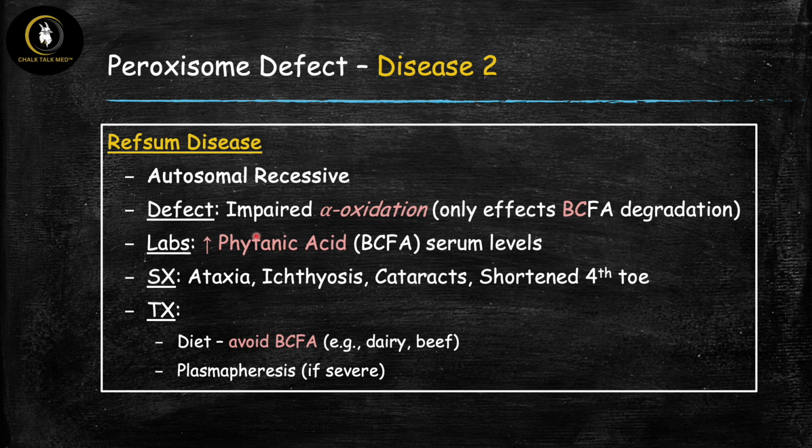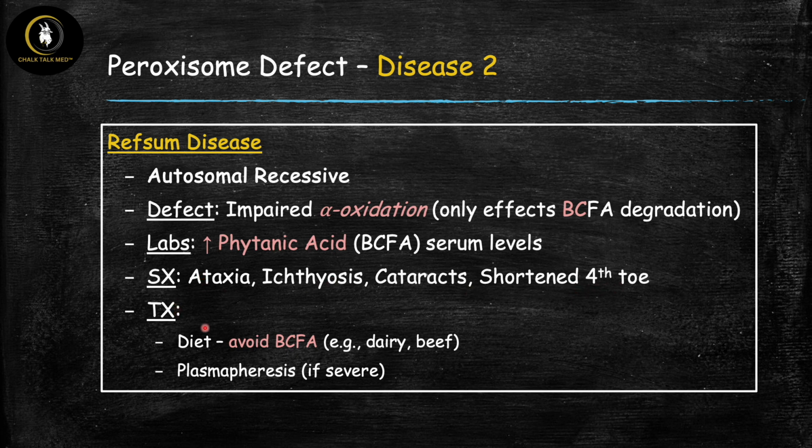So the labs here are going to be just limited to elevated levels of phytanic acid, which is a type of branch chain fatty acid. Again, that makes sense. You can't degrade it, so serum levels are going to go up. Symptoms are ataxia, which is balance problems, ichthyosis, which is scaly skin, cataracts, which can cause night blindness, and shortened toes, specifically the fourth toe.